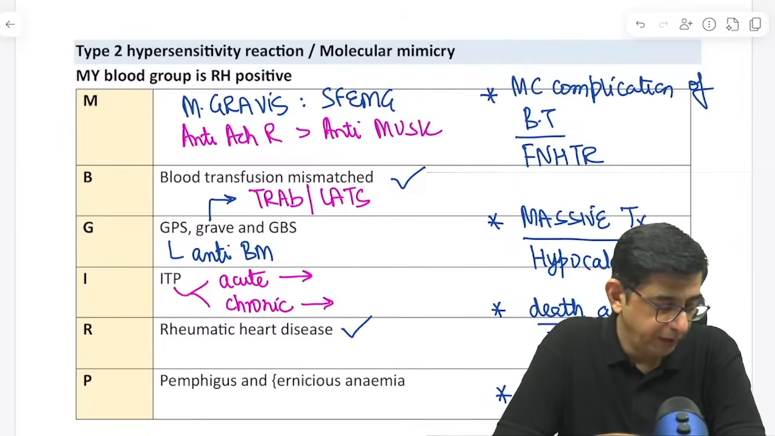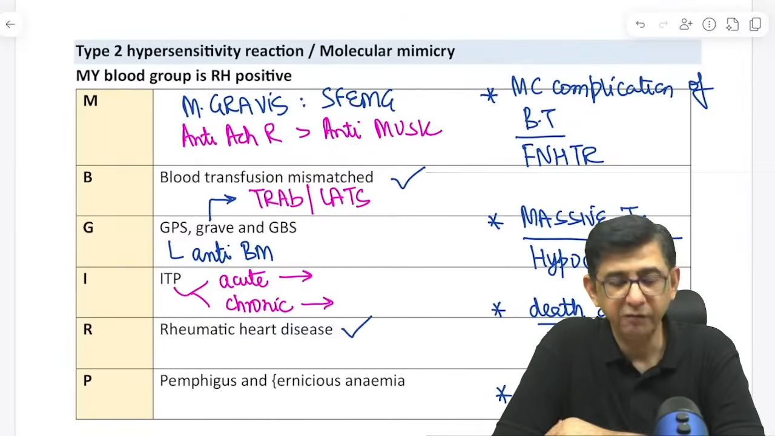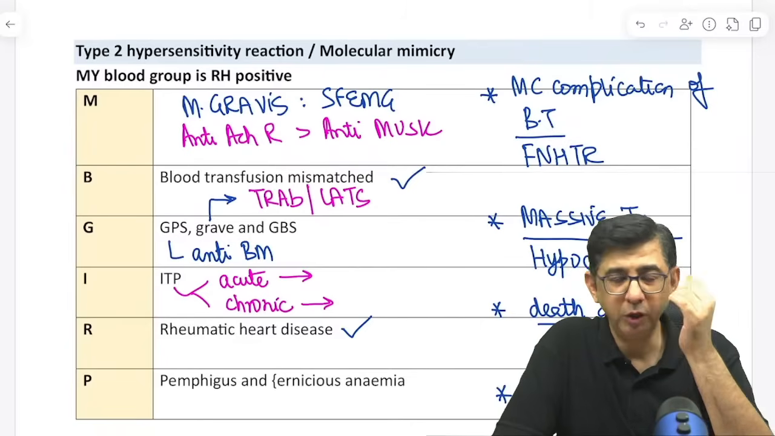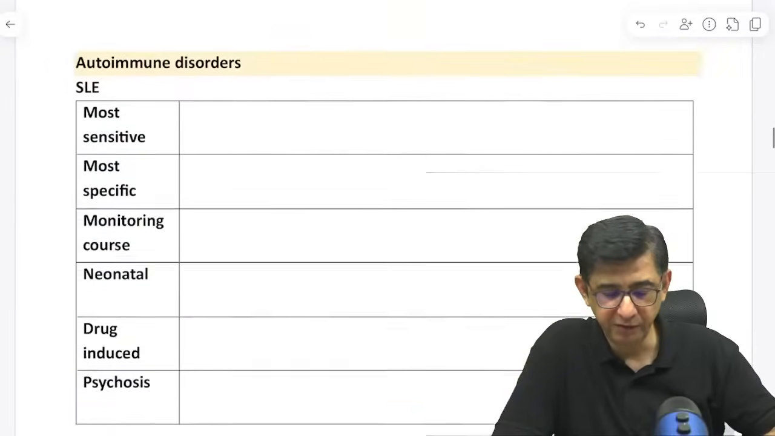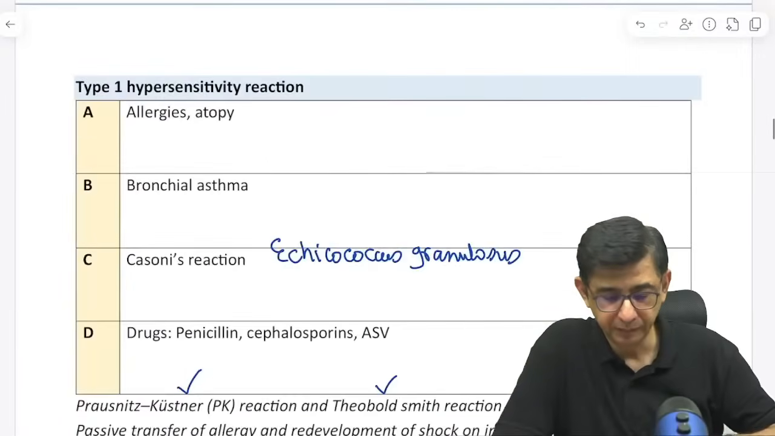We will come to a bit of type 5 now. Why sometimes it may be called as type 5 hypersensitivity. So that is up on the agenda. When I discuss type 5 separately, ना उसमें आएगा ये वाला.